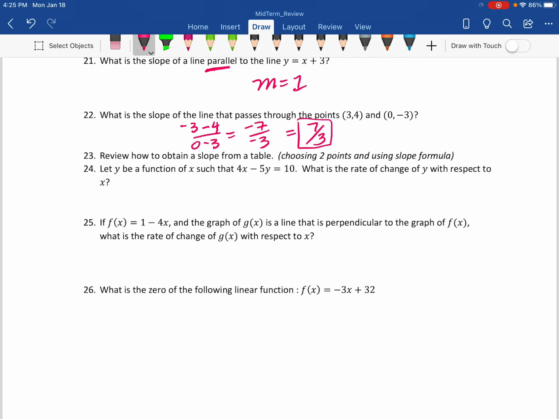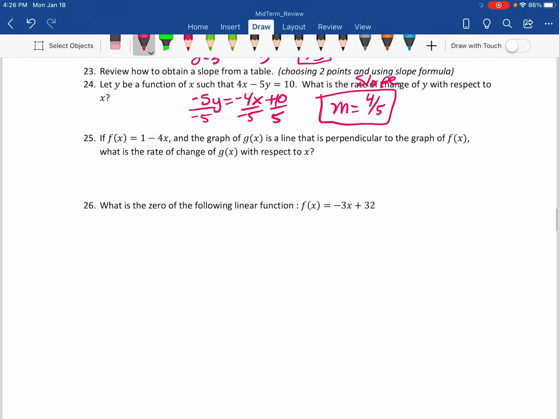What is the rate of change? So I need to put this in slope-intercept form. So that's going to be -5y is equal to -4x plus 10, divided by -5. That's going to give me my slope is equal to +4/5. Rate of change, as a reminder, is the same thing as slope.